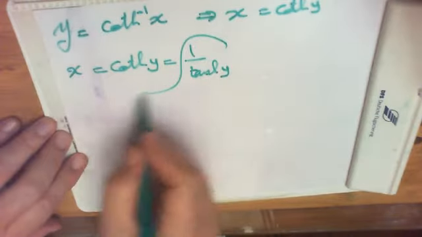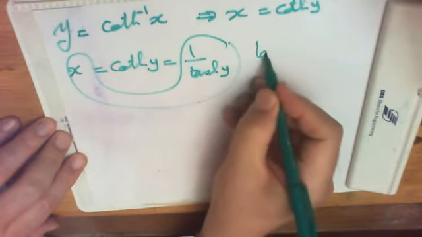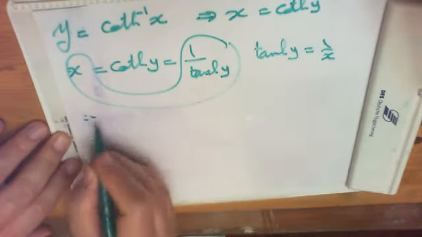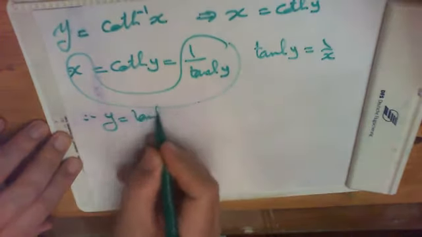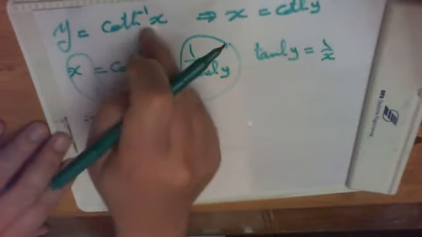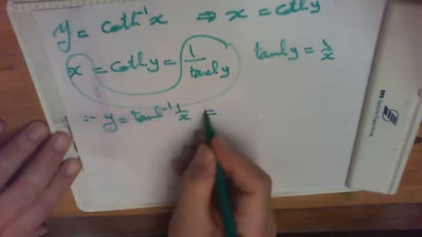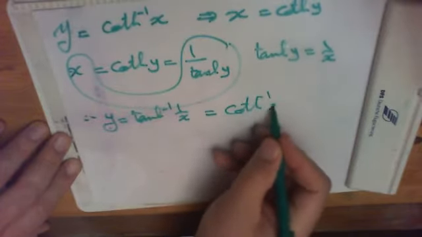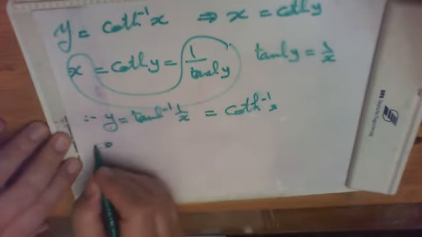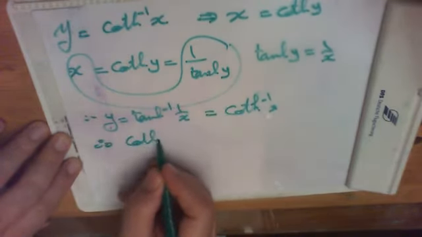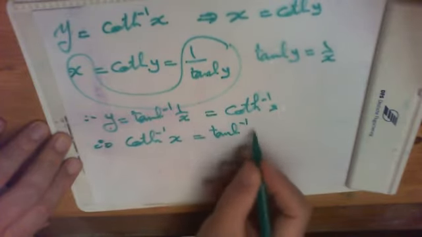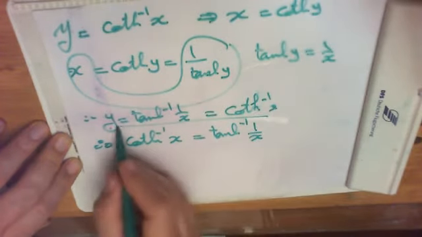So therefore, between this and this, tan y will be 1 over x. Therefore, y equals tan⁻¹(1/x). But y is cot⁻¹x. Therefore, this equals cot⁻¹x, or simply cot⁻¹x equals tan⁻¹(1/x).